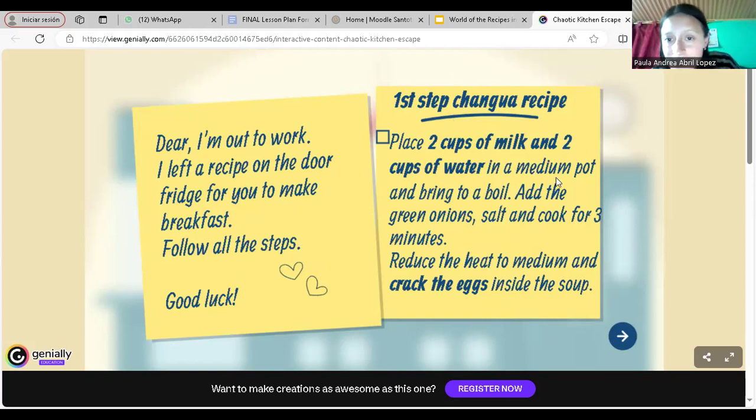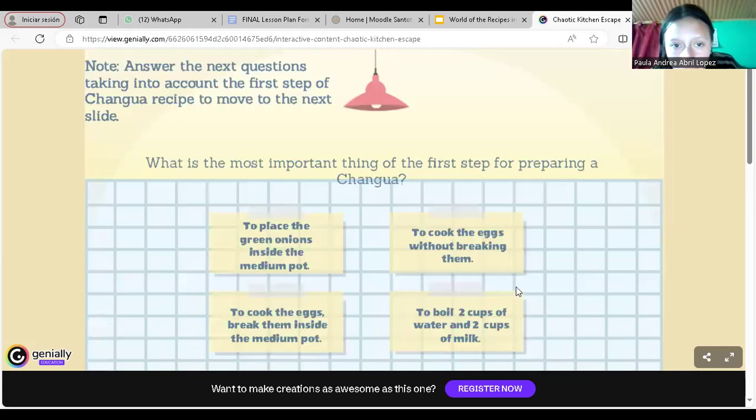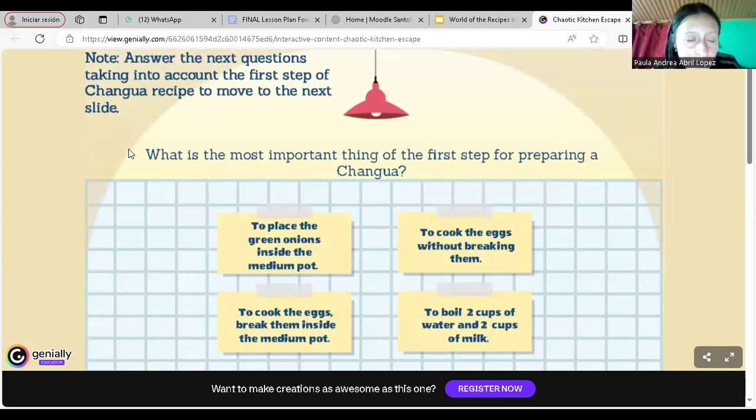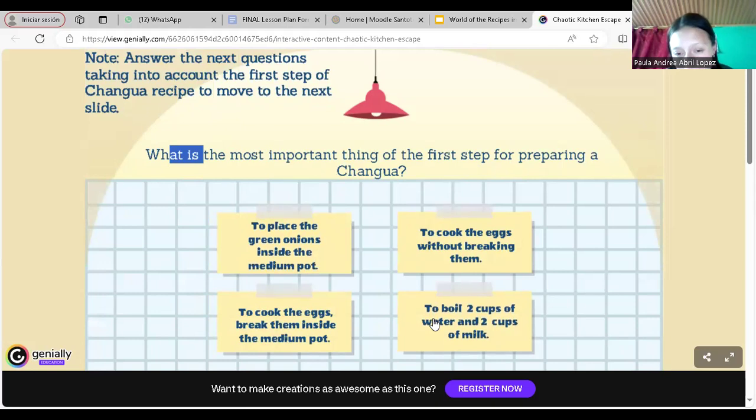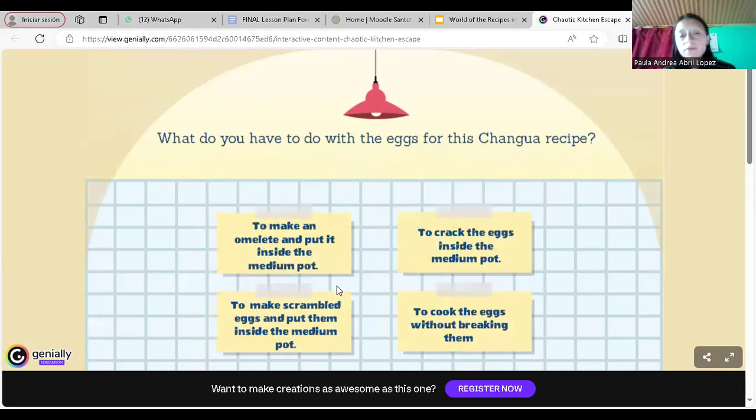And here you can find the first step. You have to read this and be careful with this underlined sentence. Then you move to the other slide with this arrow, read the notes, and answer this question: what is the most important thing of the first step for preparing a changua, taking into account the first step. For example, if I choose this answer, I'm going to move to another question, and you have to respond to the questions and activities that appear in order to make the changua.